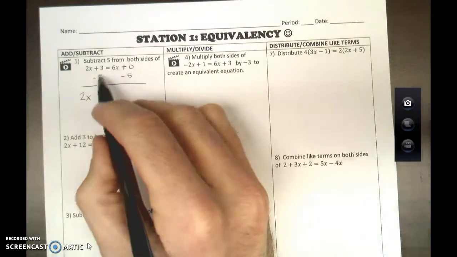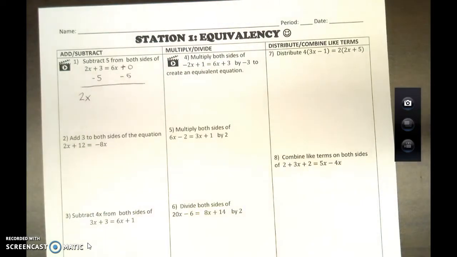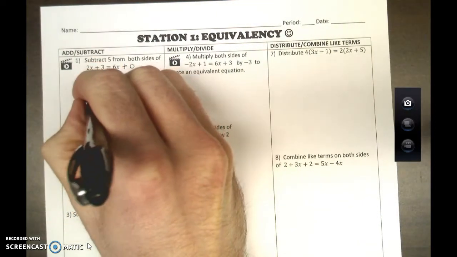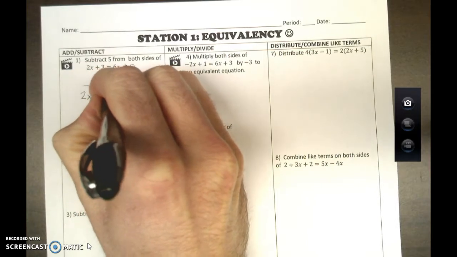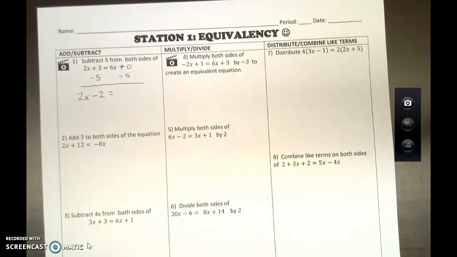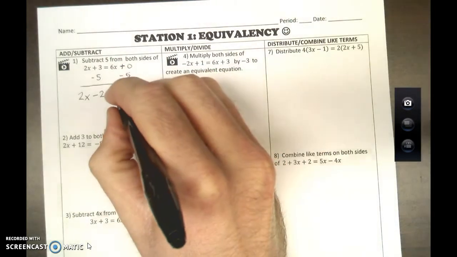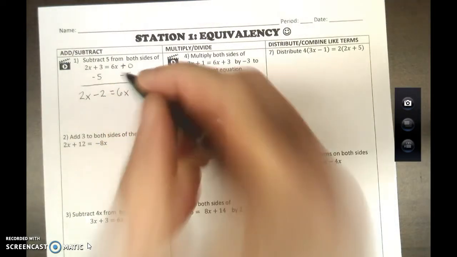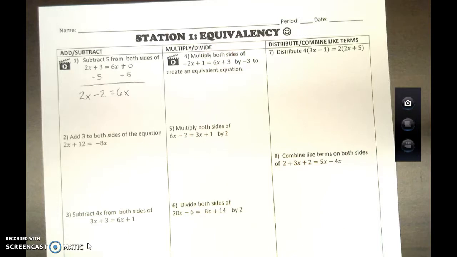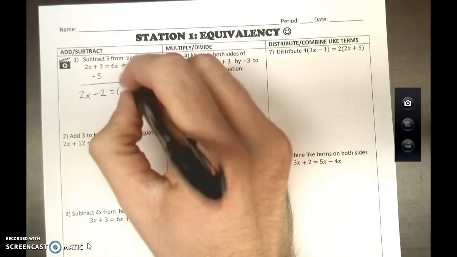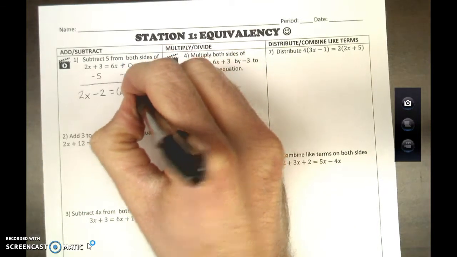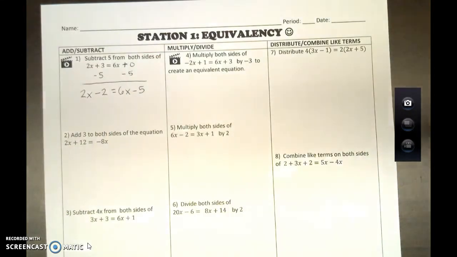And now I'm doing 3 minus 5. So remember, 3 minus 5 is negative 2. The 6x doesn't change. But now I'm doing 0 minus 5. So 0 minus 5 is negative 5. And that's the equivalent equation when I'm subtracting. It's the same for adding. Remember, you're only adding or subtracting from the like terms on each side of the equation.